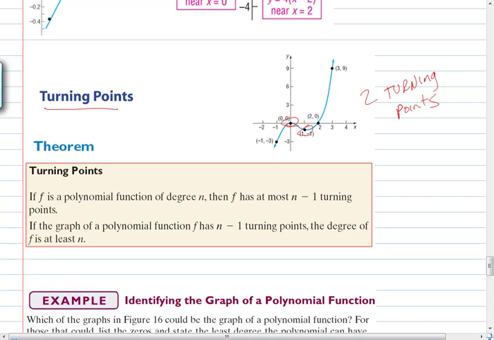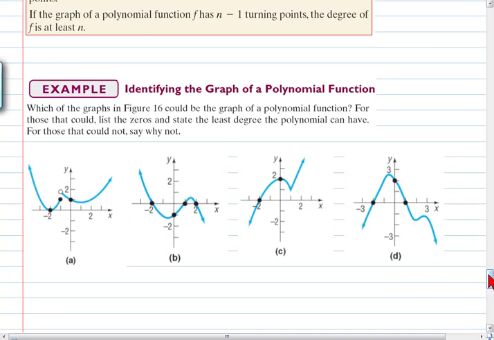Looking at the end behavior here of these endpoints right here and right here, would this power for this function have to be even or odd? Odd. So what we see is, if we have an odd power, our turning points is going to be an even number. As a matter of fact, we have a theorem that says that if we have a polynomial of degree n, then there can be at most n minus 1 turning points. Okay, so if we have a 5th degree polynomial, there can be at most 4 turning points. So identify the graph of the polynomial, and then let's look at the turning points.